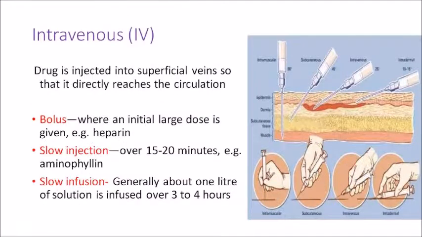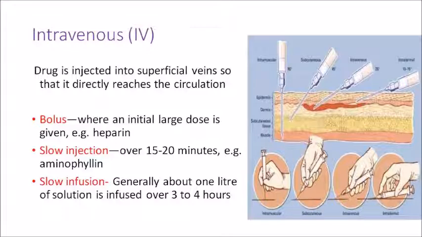Then we have intravenous, means into the vein. Here, drug is injected into a superficial vein so that it directly reaches the circulatory system. That is the third figure. Here it is given at almost 25 degree angulation, more than the intradermal's angulation. Subcutaneous is usually given at 45 degree angulation, and this is having an in-between angulation, almost 25 degrees, so that it reaches the blood vessels in the dermis layer.